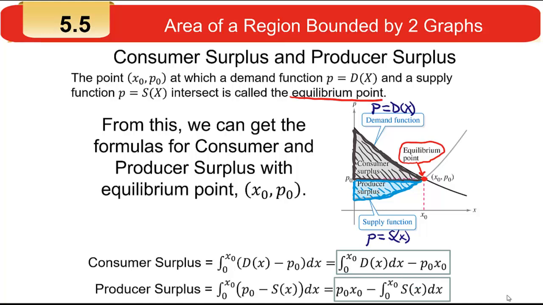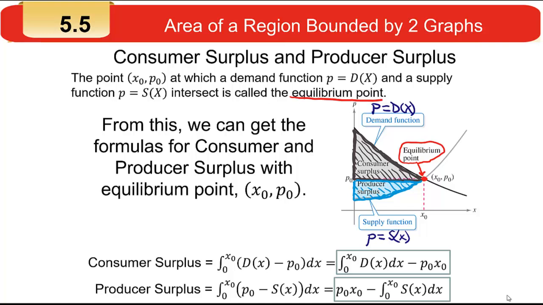Similarly, the producer surplus is fairly simple, and it's the difference between P sub 0, which is the y-coordinate of the equilibrium point, and the supply curve. And if you simplify that in the same way I did the other one, the simplest way you can write it is in the boxed in formula at the bottom. It's P0 times x0, which is the y and x coordinates of the equilibrium point multiplied together, minus the integral of the supply function from 0 to x sub 0, and again, x sub 0 is the x coordinate of the equilibrium point. So those are the two formulas that we want to use.